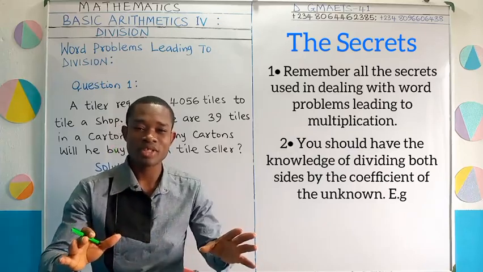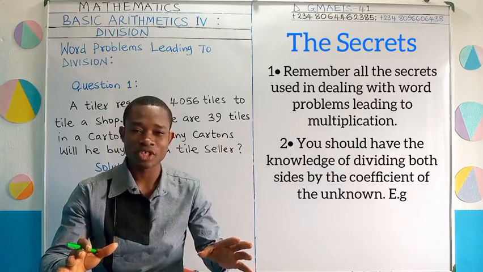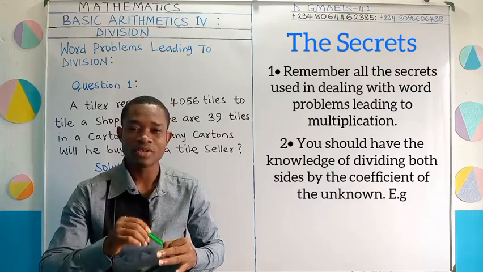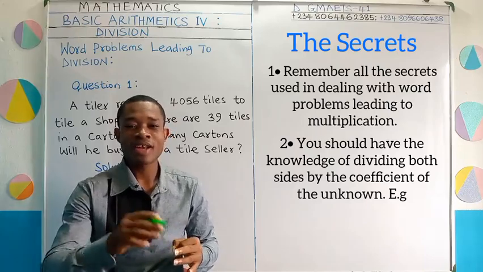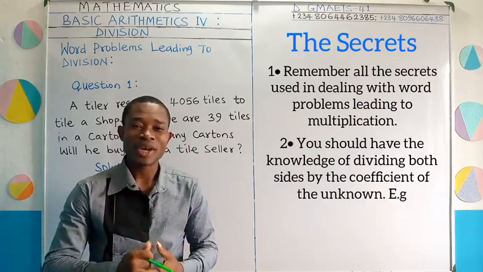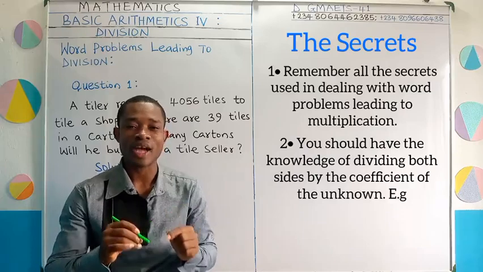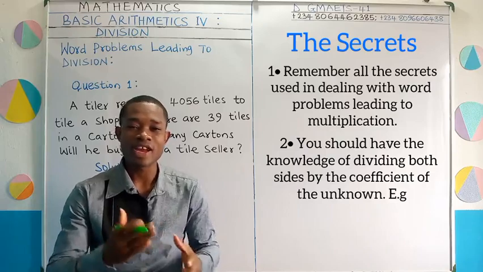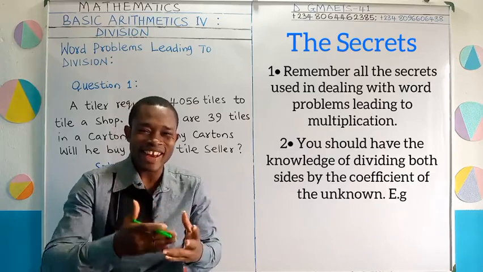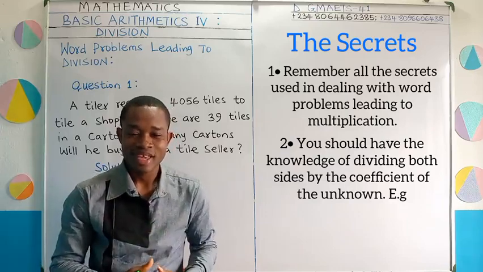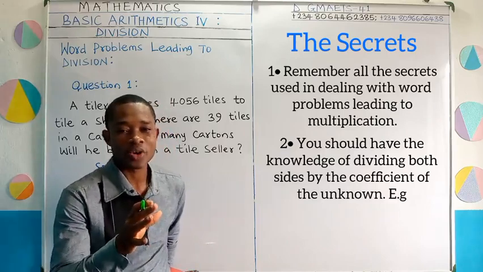So you see, whenever you're dealing with word problems leading to division, you will always get this coefficient of the unknown. So if you are now trying to get the value of the unknown, you are expected to divide both sides of the equation by the coefficient of the unknown, by the number multiplying the letter that is selected to represent the unknown. I'm going to give you a quick example to help you understand this.